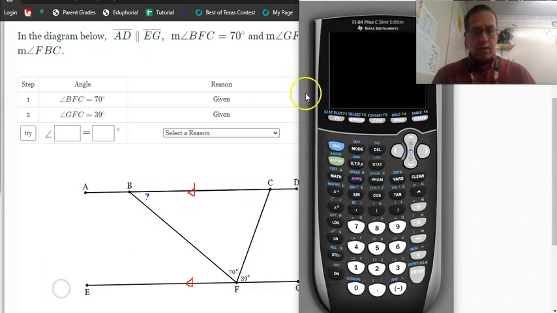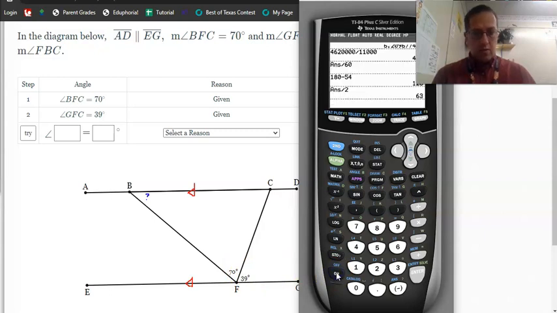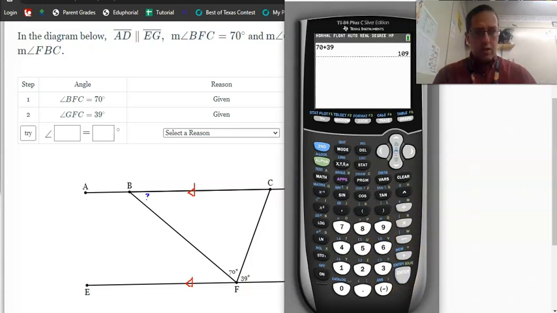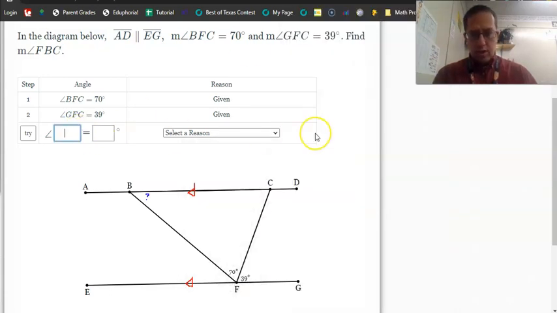So let's see here. Let me get a calculator. First, I'm going to add these together, and that'll give me the measure of angle BFG. There we go. Okay, let's clear that out. So we have 70 plus 39, and that gives me 109. Okay, so the measure of angle BFG is 109 degrees. How do I know that?